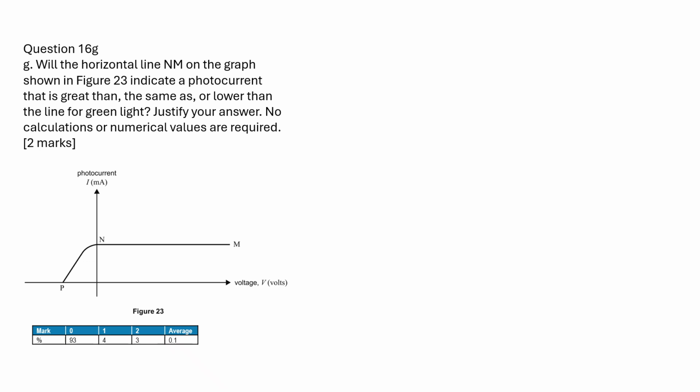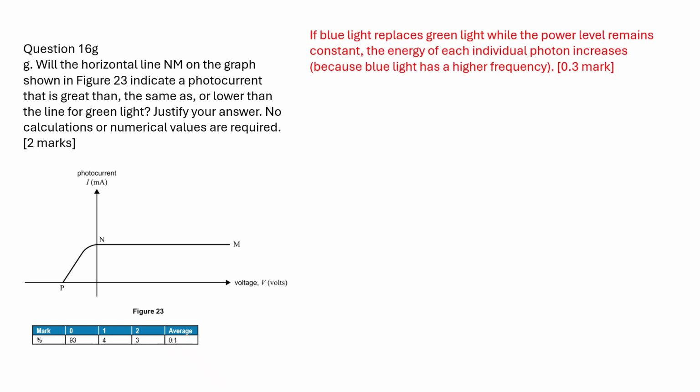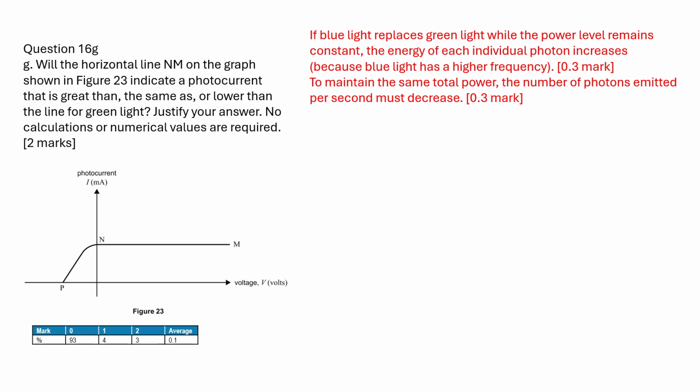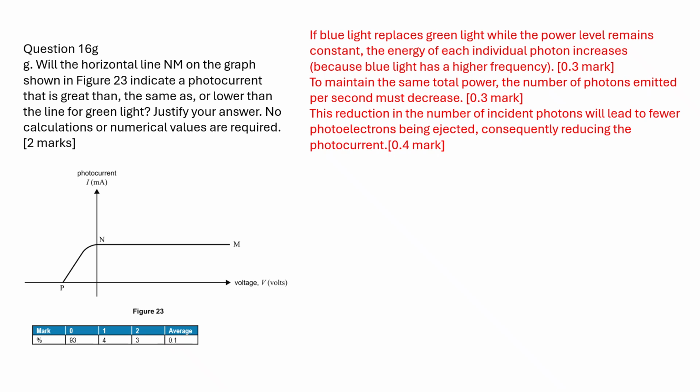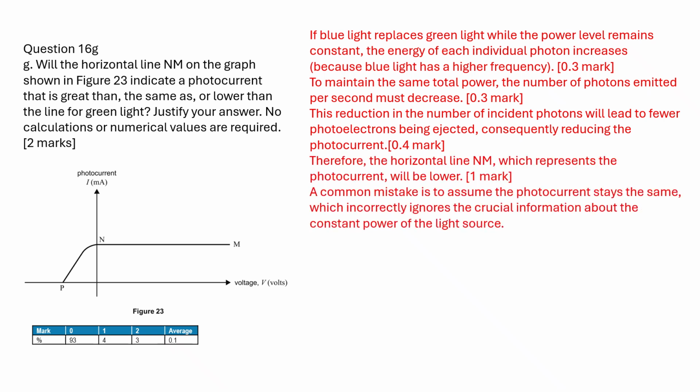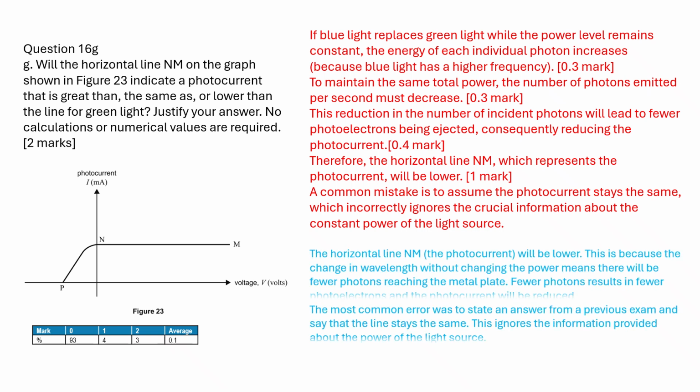If blue light replaces green light while the power level remains constant, the energy of each individual photon increases, because blue light has a higher frequency. To maintain the same total power, the number of photons emitted per second must decrease. This reduction in the number of incident photons will lead to fewer photoelectrons being ejected, consequently reducing the photocurrent. Therefore, the horizontal line Nm, which represents the photocurrent, will be lower. A common mistake is to assume the photocurrent stays the same, which incorrectly ignores the crucial information about the constant power of the light source.